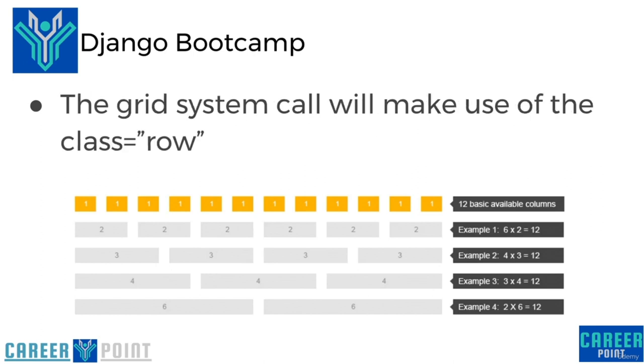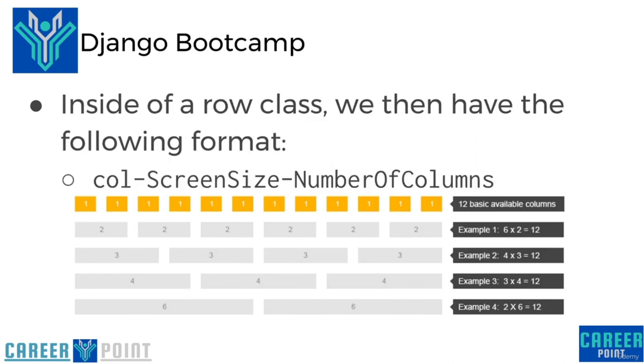The grid system makes use of the class equal to row. So we're going to see when we're actually coding out examples, this class equals row call. And inside of a row class, we then have the following format. The general format for the grid system is col, the screen size, dash, the number of columns. The screen size dictates what screen size you're referring to. There's a few basic screen sizes, and there's a little bit of a difference between Bootstrap 3 and Bootstrap 4 in this aspect. But you can think of the screen sizes as basically large, medium, small, extra small, and now with Bootstrap 4, there's extra large. But we'll get into that in just a second. And then that third argument is the number of columns. How many columns do you want to take up at this particular screen size?